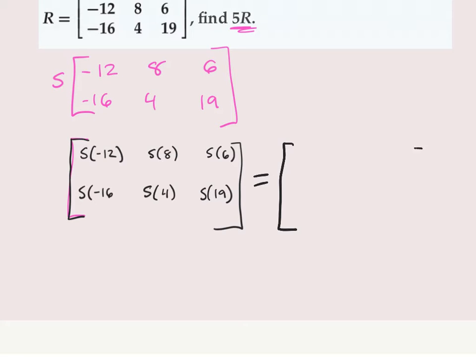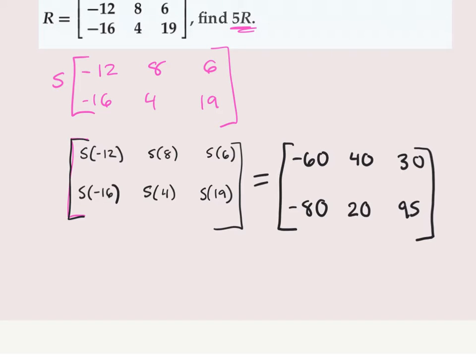So what is 5 times negative 12? Negative 60, perfect. What's 5 times 8? 40. 5 times 6? 30. 5 times negative 16? Negative 80. 5 times 4? 20. And 5 times 19? 95. So then this is our answer.